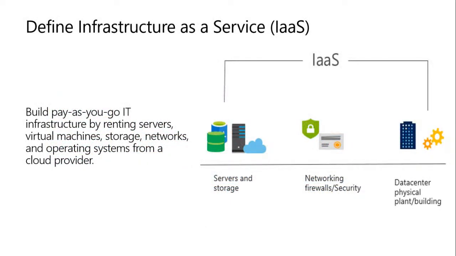Okay, what is infrastructure as a service? For example, from a particular cloud provider we can rent servers, virtual machines, storage, networks, and operations, and build pay-as-you-go IT infrastructure. This includes networking, firewall security, servers and storage, data center, physical plant and building, which come as infrastructure as a service in cloud providers like Azure.